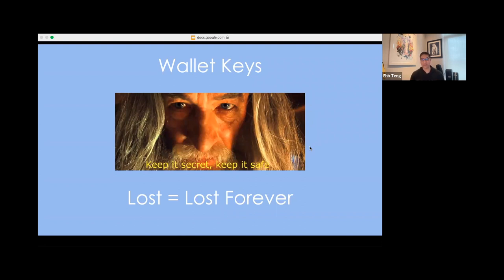So it's not like an internet website where if my password gets hacked, I can actually just reset the password and still have access to my internet account. It doesn't work like that. You lose it for good, okay? So just do not ever do it.